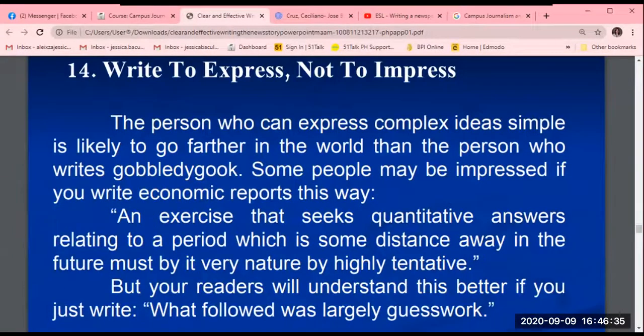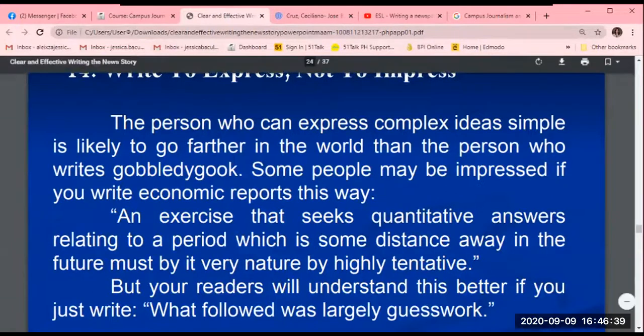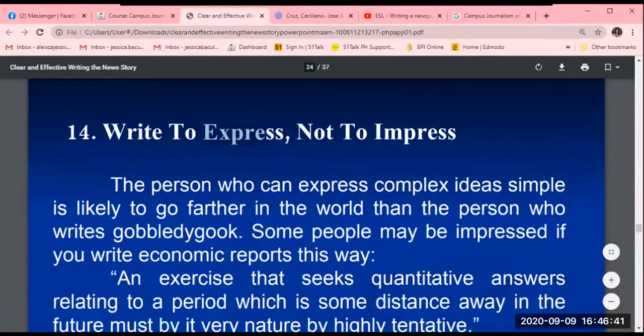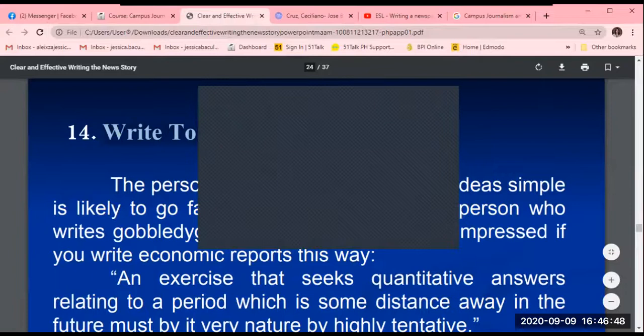Then write to express, not to impress. So make sure that you are writing to express or to tell a story, the factual story, and not to think of what people might say about you or your article.